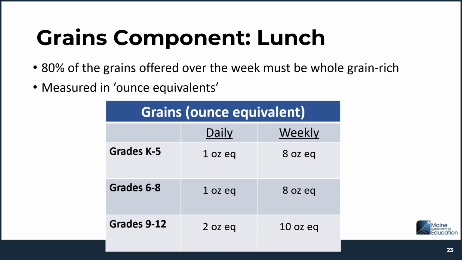For the weekly requirements, grades K through 8 must offer 8 ounce equivalents of grains over the course of the week. And for grades 9 through 12, at least 10 ounce equivalents of grain must be offered over the week. And as you can see by these amounts, if you're only offering the daily minimum each day, you will not meet the weekly minimum for grades K through 8. So it's important to make sure that as the menu planner, you are offering more than 1 ounce equivalent on certain days to make sure that the weekly minimum is also met.